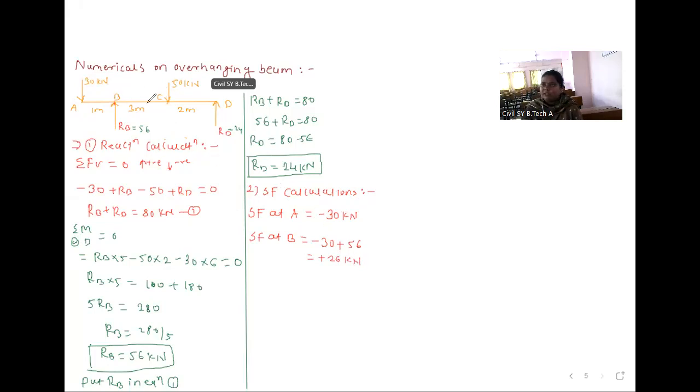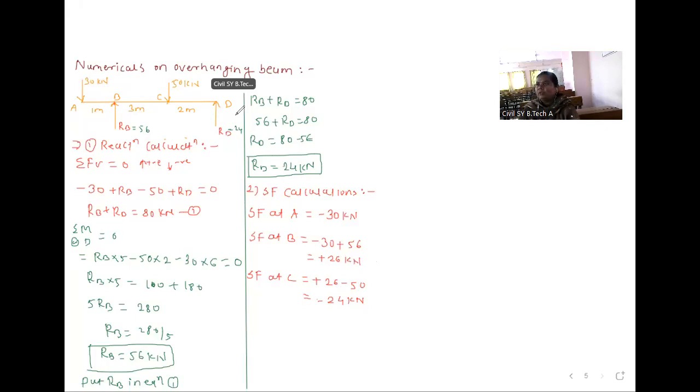After that, we will move towards this C point. Up to C, there is no force, that means shear force is constant. So shear force at C is plus 26 as it is. And at C point, 50 kilonewton force going downward, so minus 50, which equals minus 24. Now you observe here, shear force value changes sign from positive to negative. That means at this point, bending moment value is maximum.